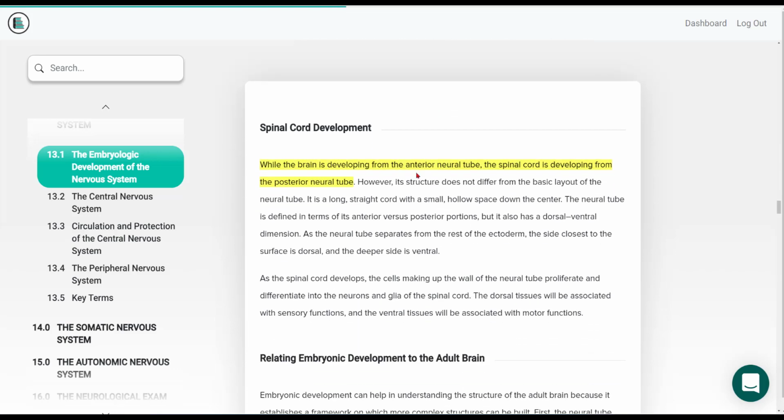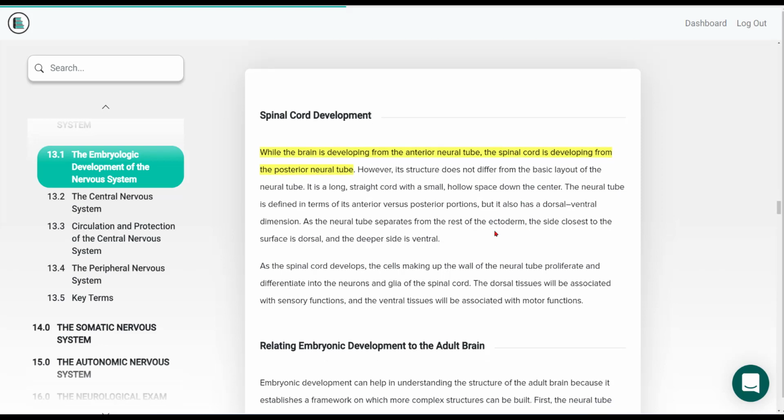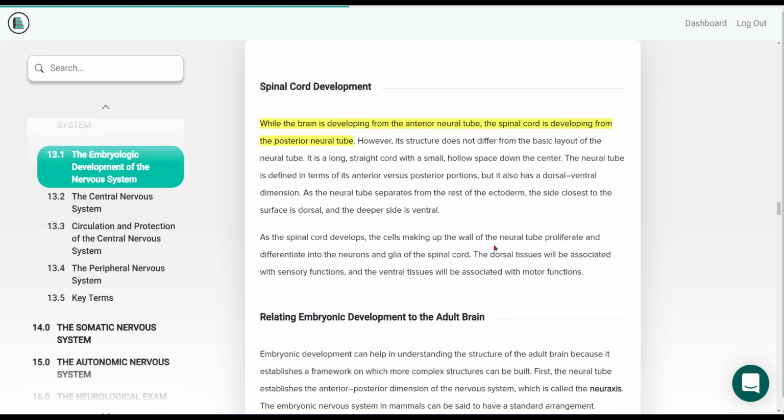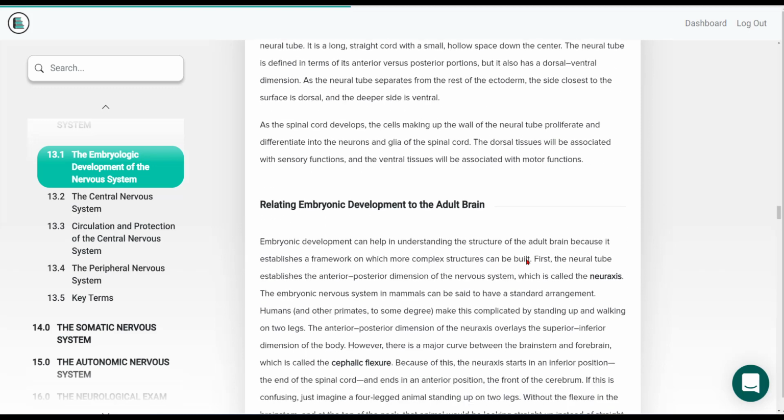And then finally, the spinal cord. Remember that the anterior portion of the neural tube is forming the brain. The posterior portion of that early tube is forming the spinal cord. And it's not as fancy. It doesn't have all these different areas as much, but just know that it's more on the dorsal side of the body, of course.